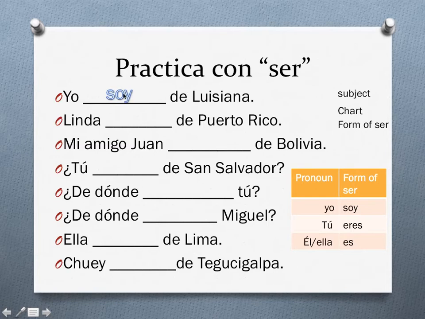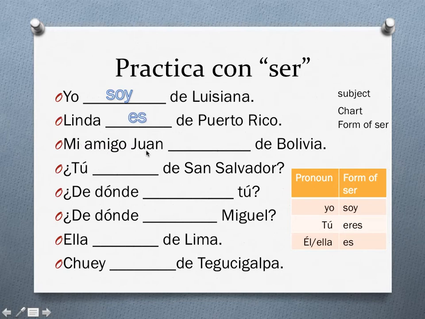Number 2, let's follow these questions. First, what's my subject? Linda is my subject. Let's go to the chart. Oh my goodness, I don't see Linda on the chart. Yo means I, tu means you, and él means he, ella means she. Ella would take the place of Linda, right? So we would use this form of ser, which is es. You put es on the line.